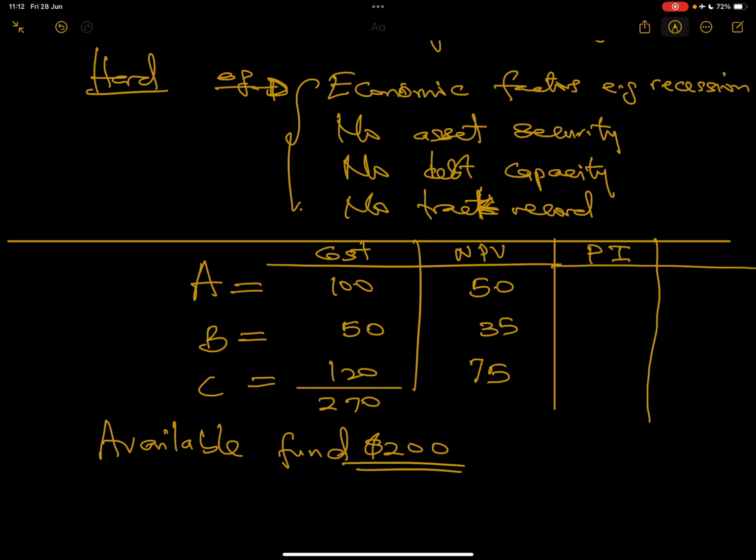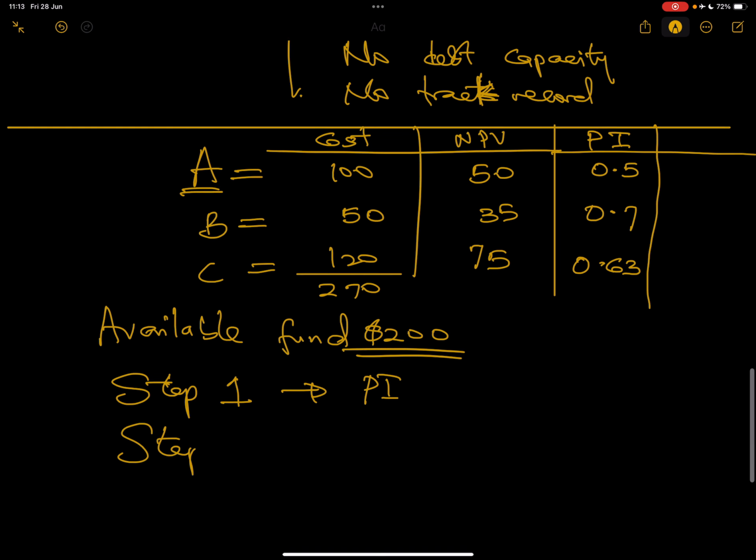So for investment A, that's 50 divided by 100, and profitability index is 0.5. For B, that's 35 divided by 50, and that is 0.7. And for C, that's 75 divided by 120, and that's 0.63. So remember, step 1 is to calculate your profitability index. Then step 2 now is to rank.